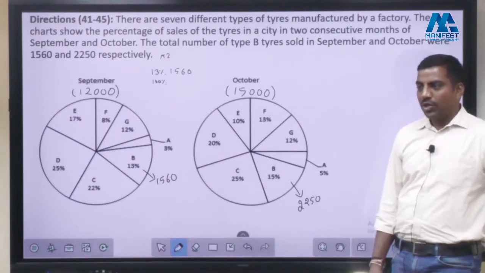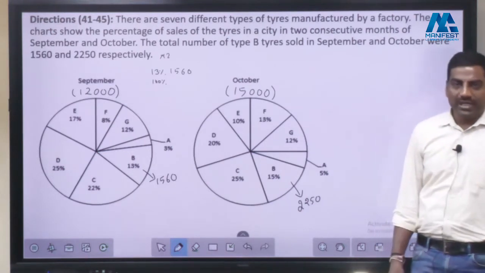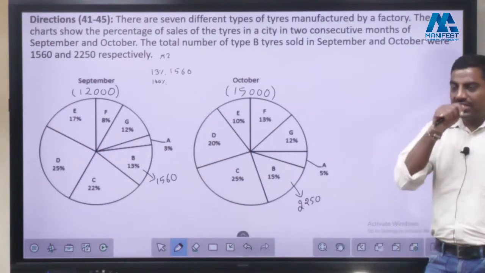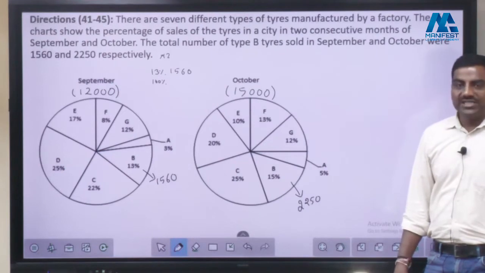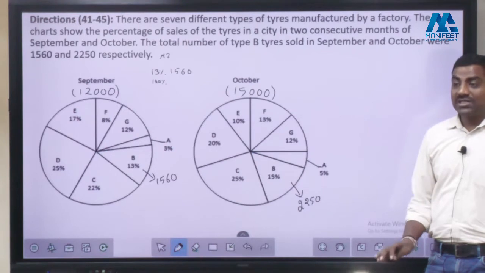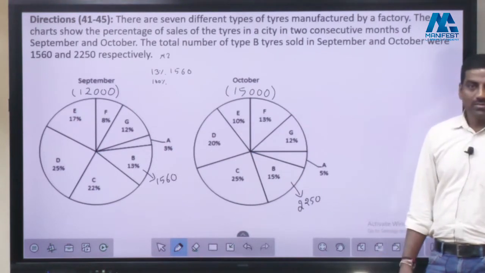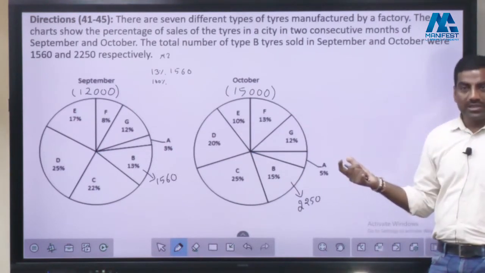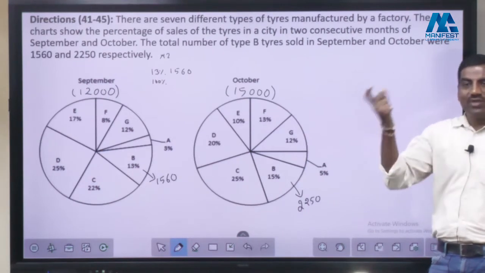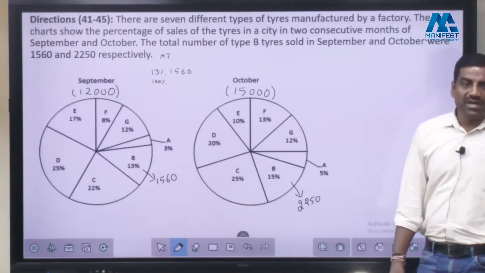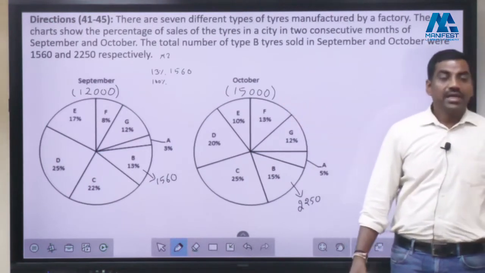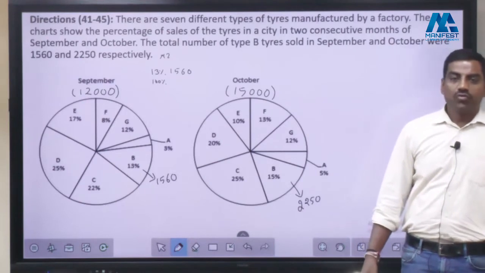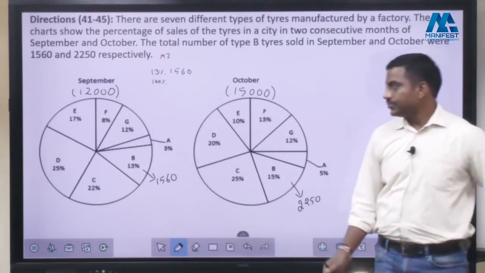225. You know this number. This is 15 into 15. So when you are finding 15% of something and the answer is 2250, that means 15% of 15,000 is 2250. Because here 225 is important. You are multiplying 15 with 15. Then we have to adjust the number of zeros. So total production in October is 15,000 and total production in September was 12,000.